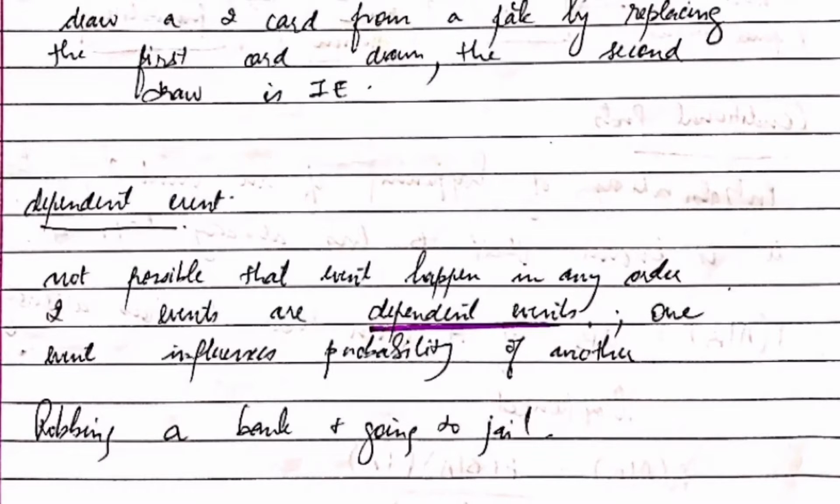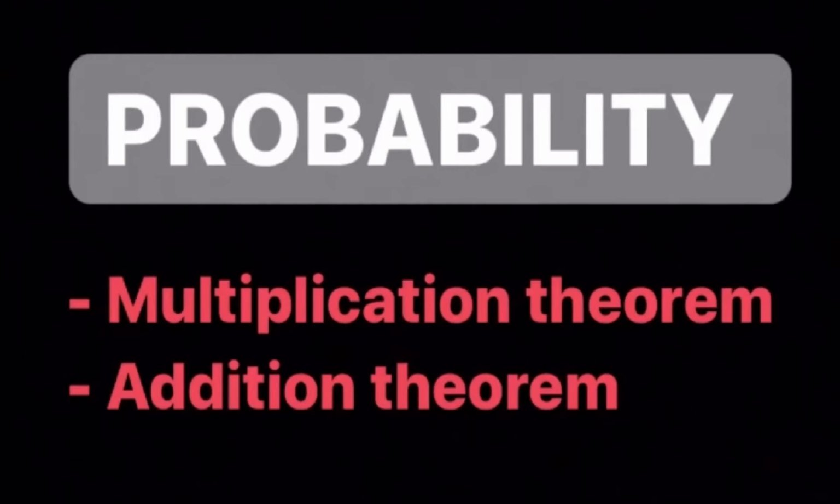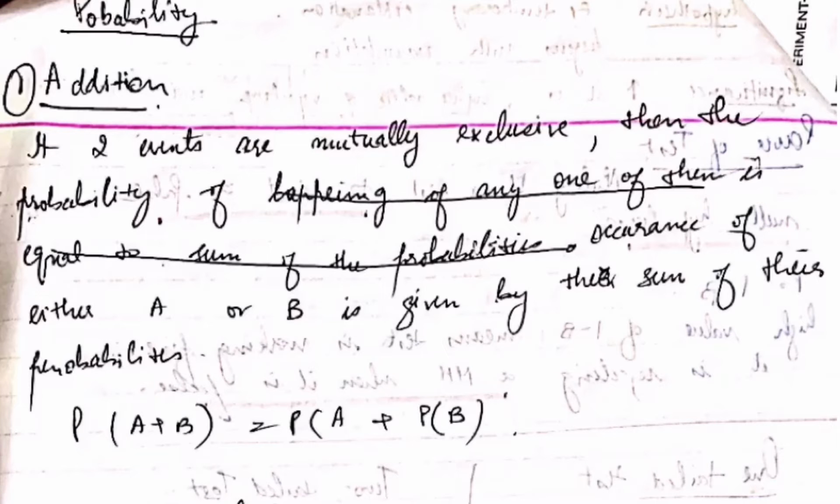Now, the important part is probability and its two theorems, that is multiplication theorem and addition theorem. Addition theorem says that if two events are mutually exclusive, that means different, then the probability of occurrence of either A or B is given by the sum of their probabilities. I've written the formula as well.